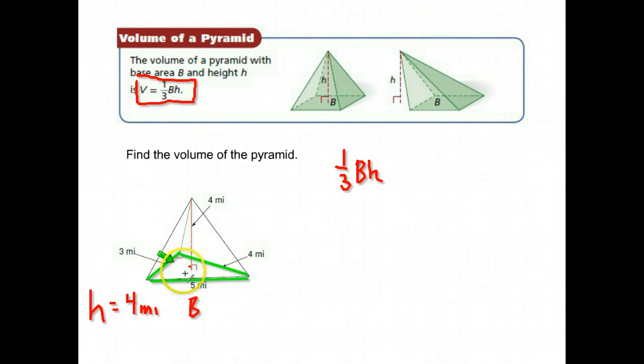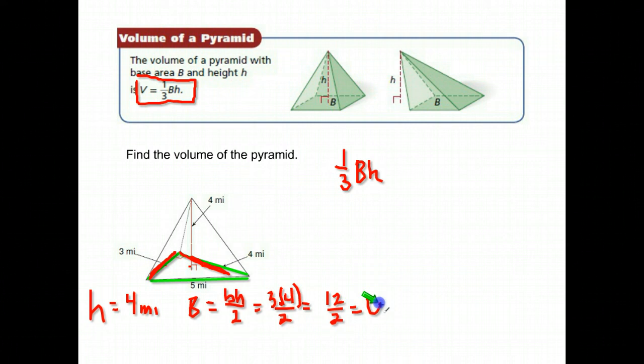This is a triangular pyramid. So when we're finding the area of our base this time, we're using the formula for the area of a triangle, which is base times height divided by 2. Base and height should be perpendicular. So notice we have a right triangle here. Base would be 3 and the height would be 4. You do not want to use a diagonal height when finding the area of a triangle. So we take 3 times 4 divided by 2. 3 times 4 is 12, divided by 2 gives us 6.